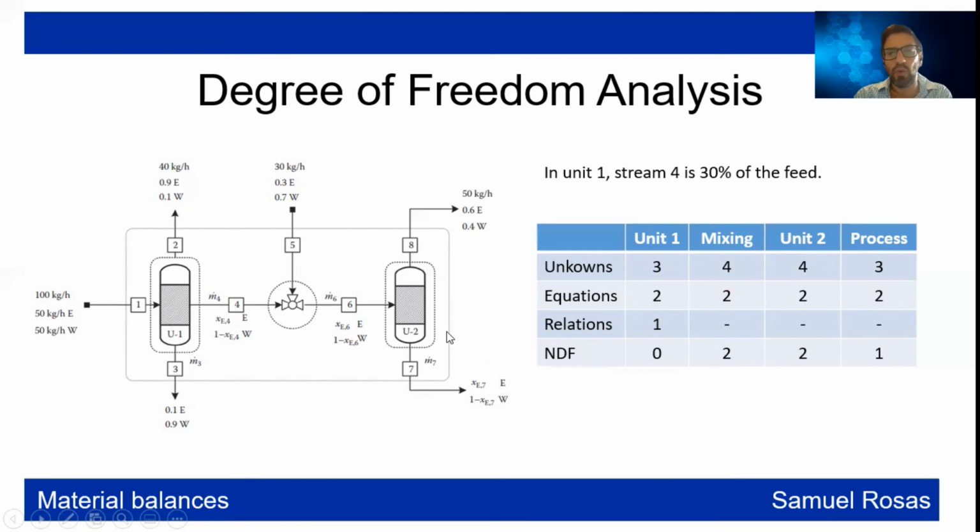So this degree of freedom analysis is in order for you to know where to start to attack the problem, right? And remember that in this case, you can get a system of 2 equations and 2 unknowns, or 3 equations and 3 unknowns, right? So this is about multiple unit operations. I hope that this was very helpful.